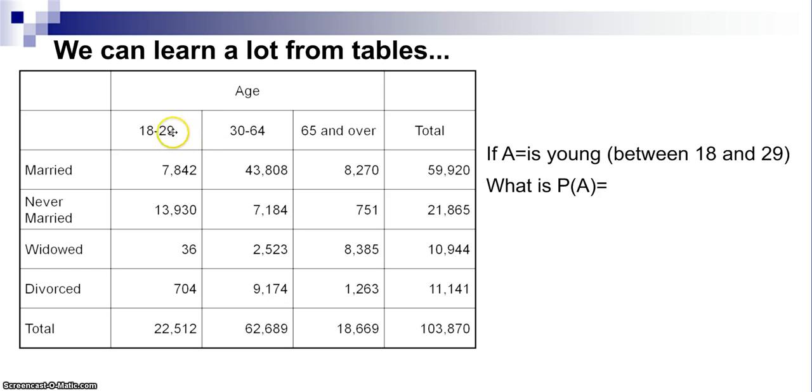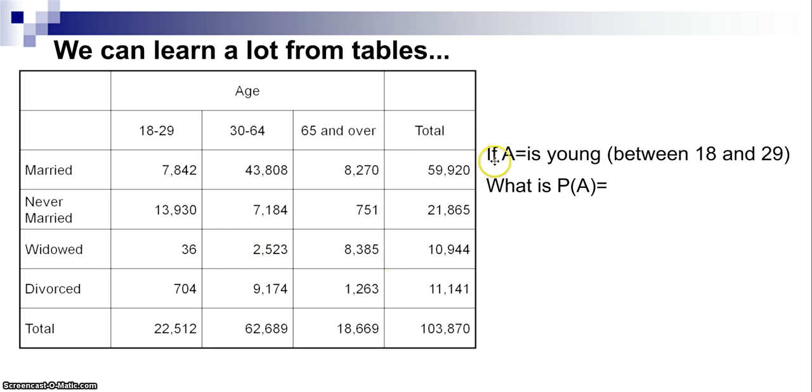What we have here is age broken up from 18 to 29, 30 to 64, and 65 and over. We also have marital status as married, never married, widowed, and divorced. So this is one of our two-way tables that we discussed in the previous video.